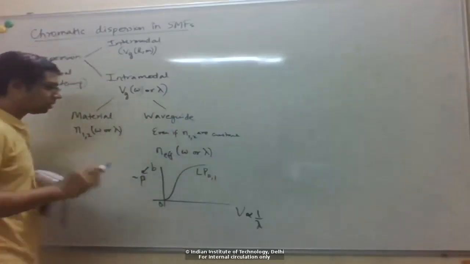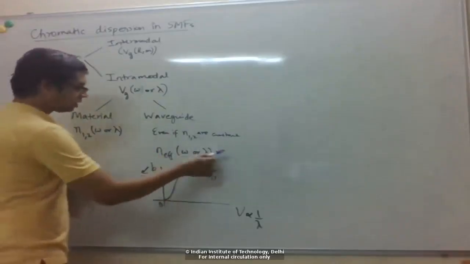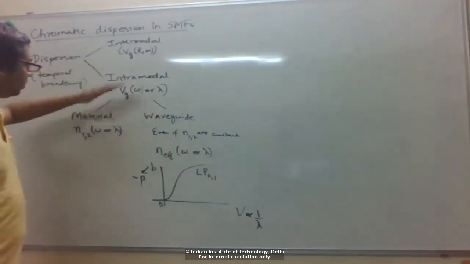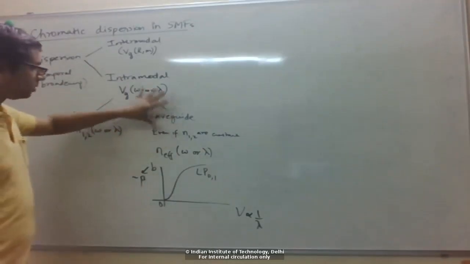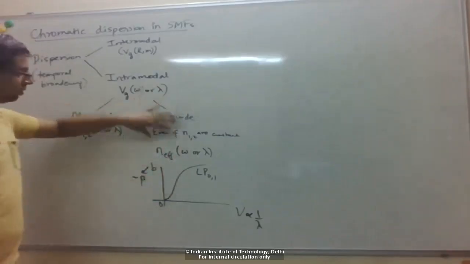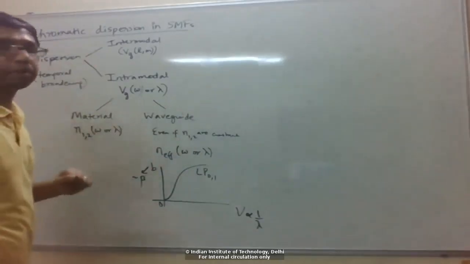So even if n1 and n2 are constant, the n effective that we get is frequency dependent, which means the group velocity is also frequency dependent, right? So that's why it's treated as a separate effect, right? Even if we had no material dispersion, we still have this contribution to dispersion, right? So in general, we'll have both of these components, and the total dispersion will be a sum of these.